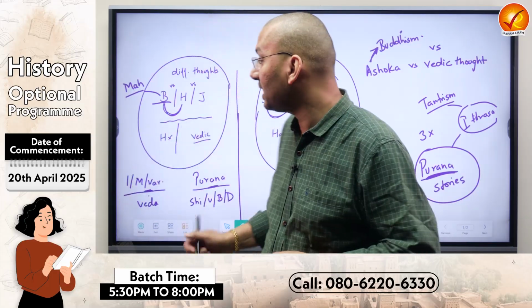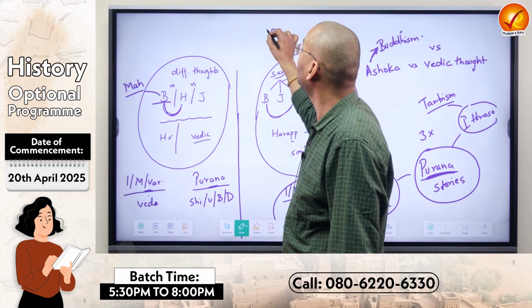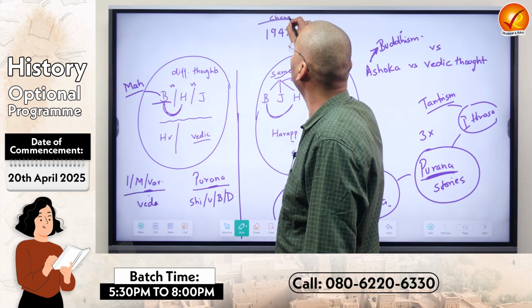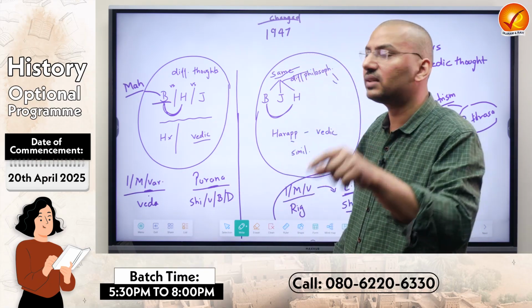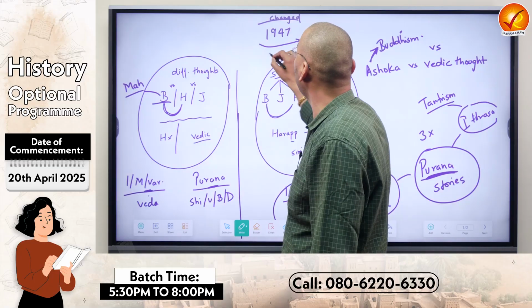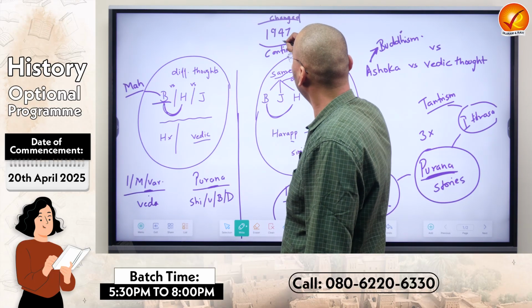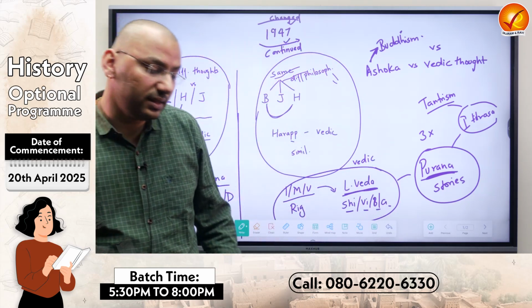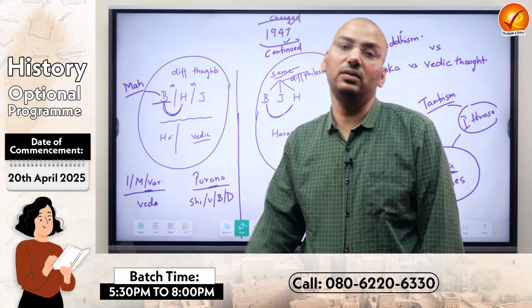For example, if someone asks, after 1947, we changed British policies, you should have 10 points ready for this. And if someone asks, after 1947, we continued British politics, British administration, this is also right. Nothing is absolutely different, nothing is absolutely same. So a student should prepare on both the sides.